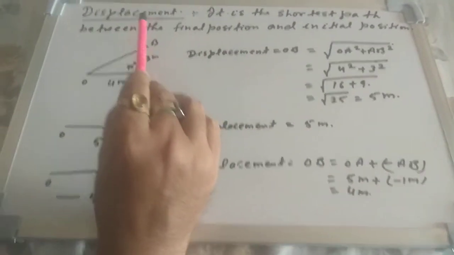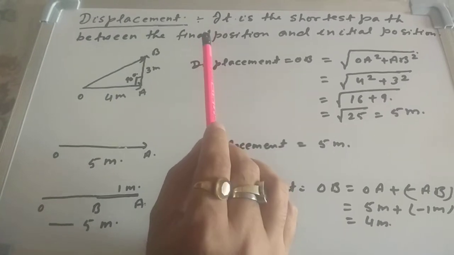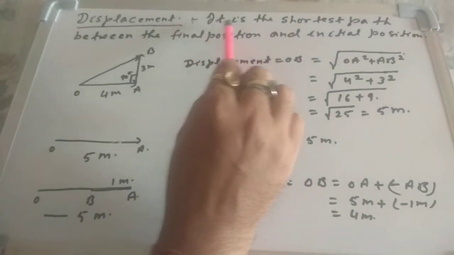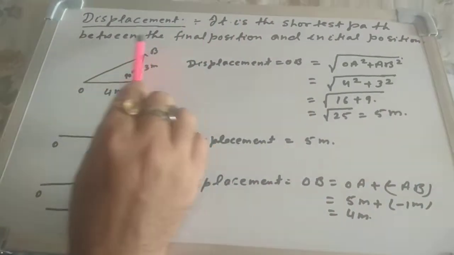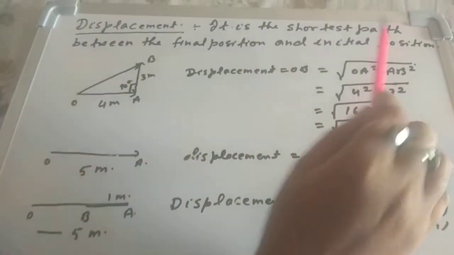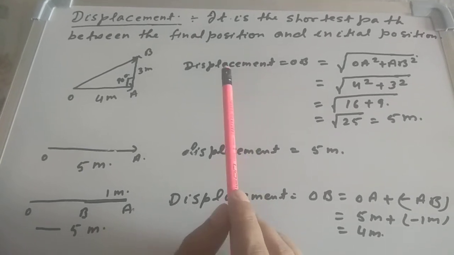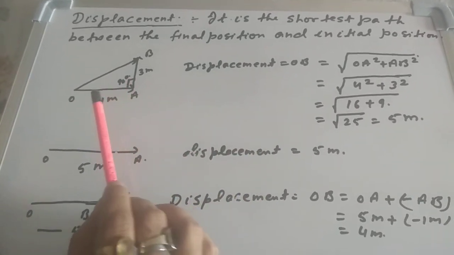Yes, today we will discuss the concept of displacement. Here the definition is there. It is the shortest path between the final position and initial position. This will be cleared with the help of the example given here.